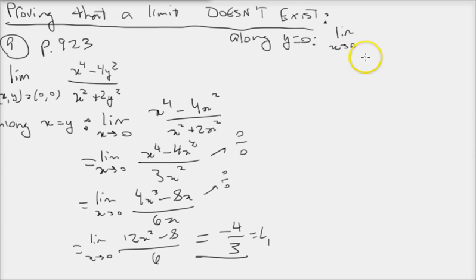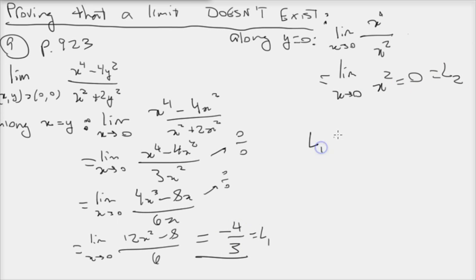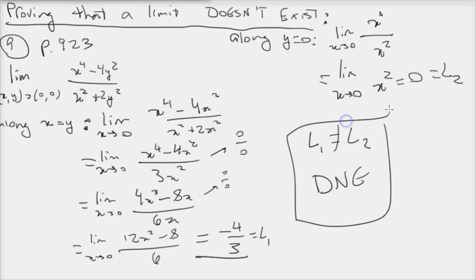So we're going to get the limit as x approaches 0 of x to the 4th. We put a 0 in for the y, and that becomes a 0 over x squared, and likewise we have a 0 right there. So this is going to be equal to the limit as x approaches 0 of x squared, and that is equal to 0, which is equal to our L2. So because 0 is not equal to negative 4/3, we have L1 is not equal to L2, and therefore the limit does not exist. So that's how we prove that a limit in multiple variables doesn't exist.